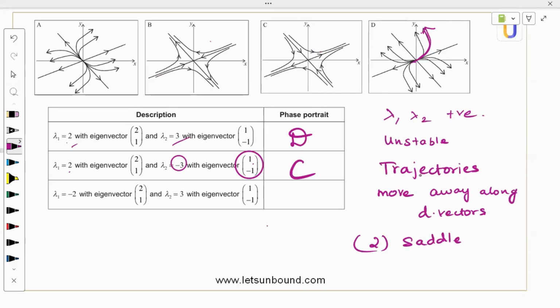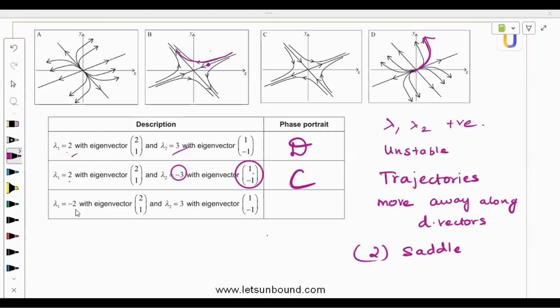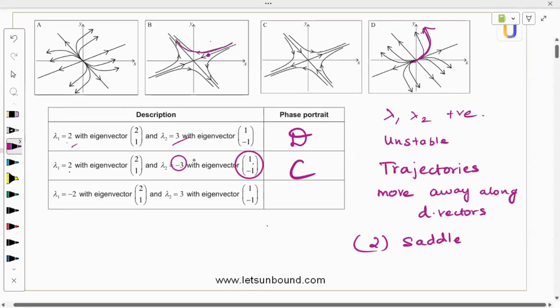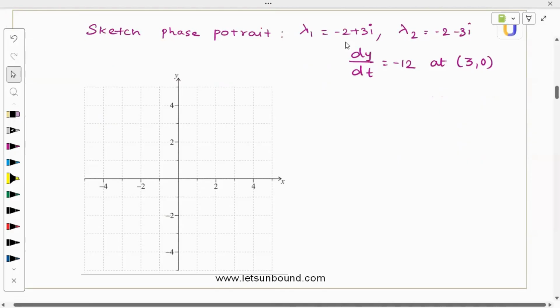Approach. Okay, what is a negative eigenvalue? It will approach. So -2, its vector is 2, 1. So it's approaching it. Right? And for the positive eigenvalue, it will move away from that. Like it will go outwards. So it will be B. This completes it. So only these three possibilities: D, C, and B. Very simple. So now next part, we need to sketch the phase portrait for this particular lambda value.